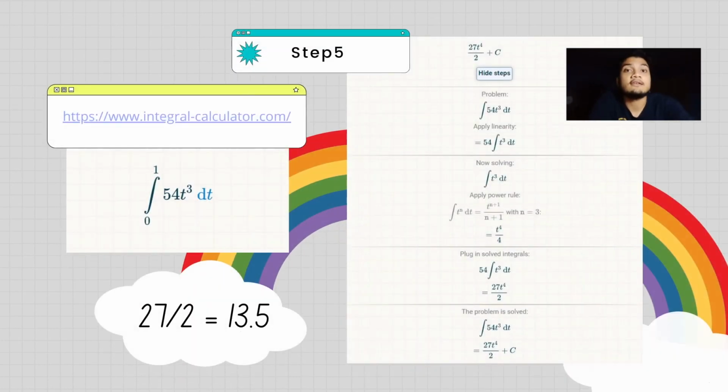And as you can see here is the additional step we put in to ensure our answers are correct during the integration, and we got the same value. So you may also try this step by using the link provided here.